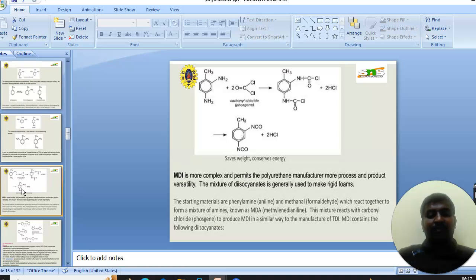MDI is more complex and permits polyurethane manufacture with product versatility. The mixture of diisocyanates is generally used to make rigid foams. The starting materials are polyphenylamine and methanal, which are reacted together to form a mixture of amines known as MDA. This mixture reacts with carbonyl chloride to produce MDI in a similar way to the manufacture of TDI. MDI contains the following diisocyanates.